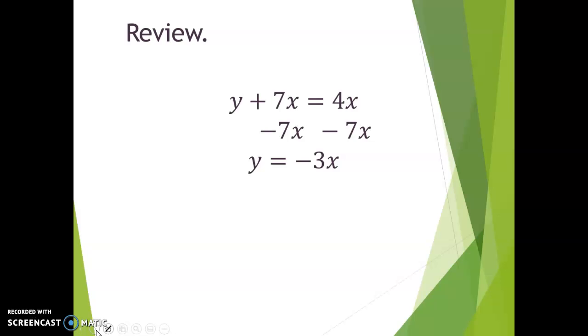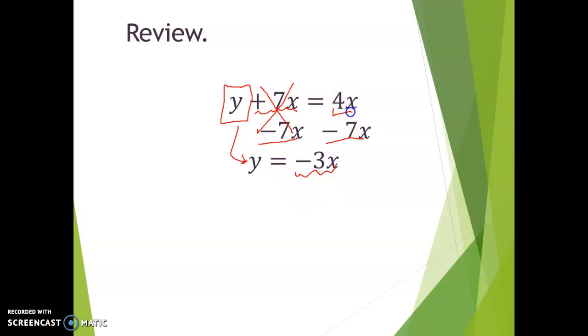We've got y plus 7x equals 4x. And let's say I want to solve this for y. I want to rewrite this equation in terms of y. In order to do that, we need to get the y term by itself. And right now we've got a positive 7x term with it, so we need to get rid of that with a negative 7x. Whatever we do to the left side, we also have to do to the right. On the left side, positive 7x and a negative 7x cancel each other out, leaving us with just our y term, which is what we wanted. And on the right-hand side, 4x minus 7x is negative 3x.